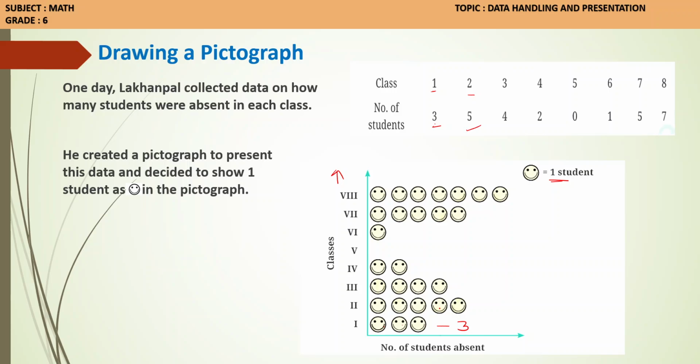Class 2, there are 5. Class 3, 1, 2, 3, 4. Class 4, 2 students are absent. Class 5, 0. Class 7, 5 students were absent. Class 8, 7 students were absent.